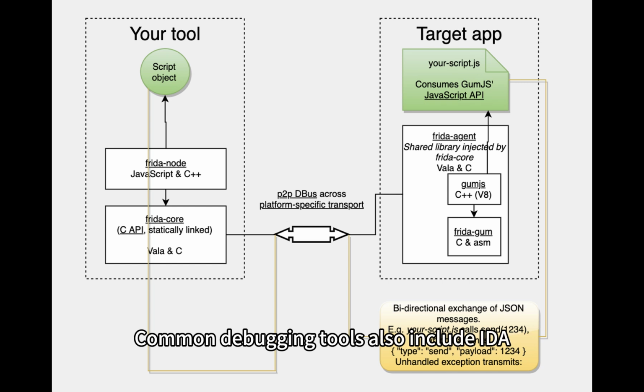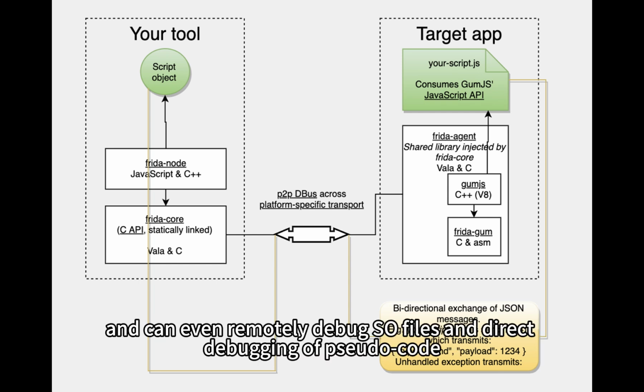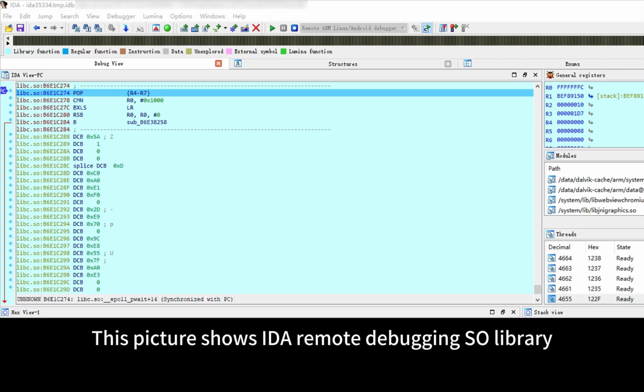Common debugging tools also include IDA, which has powerful static analysis and dynamic debugging capabilities, and can even remotely debug SO files and directly debug pseudocode, so IDA tools are often used to bypass existing in-game protection. This picture shows IDA remote debugging an SO library.